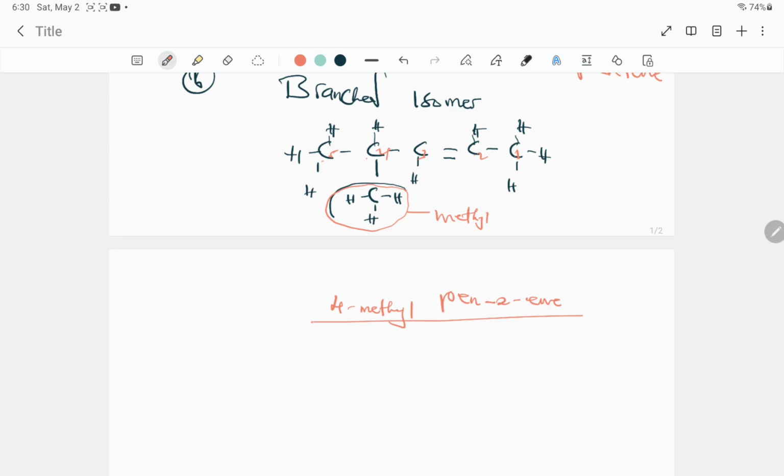So what we are saying now is that this 4 is representing the carbon where the branch is holding. Then this 2 here is representing where the double bond is located. So when they give you this name, they mean this diagram. So that is how we write the isomers of alkenes. Thank you for watching.